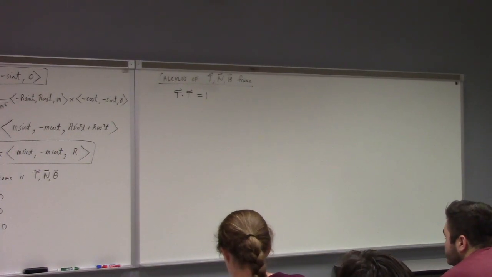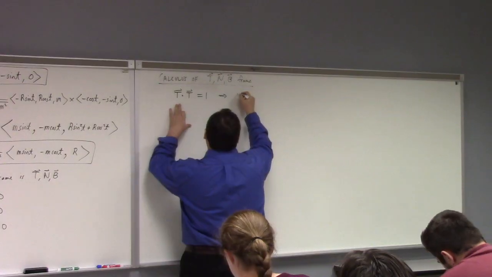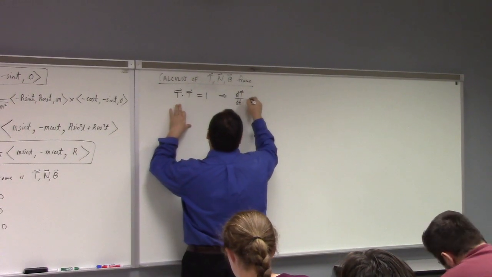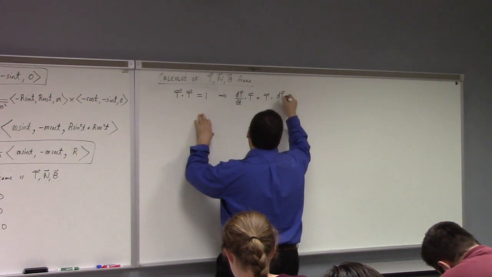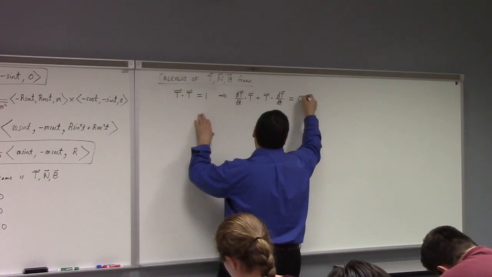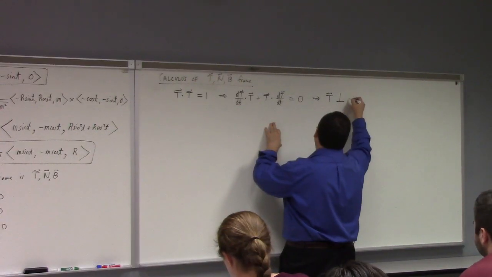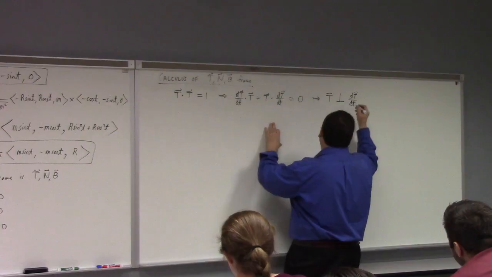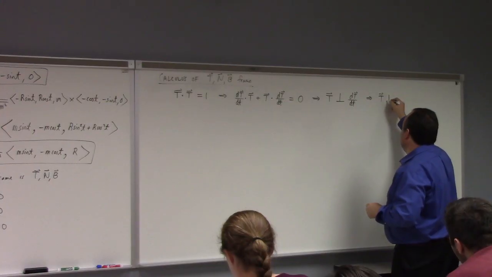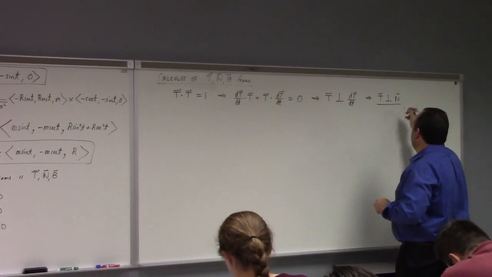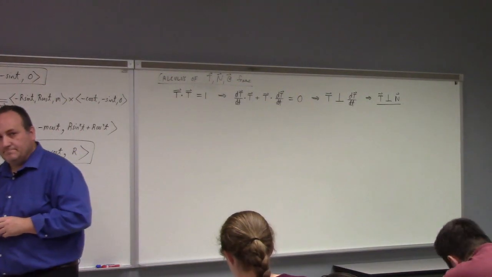What happens when we differentiate this? We differentiate using the product rule, so we've got dt/dt dot t plus t dot dt/dt equals 0, which implies that t is perpendicular to dt/dt, which implies that t is perpendicular to n, because n is simply a scalar multiple of dt/dt by definition.